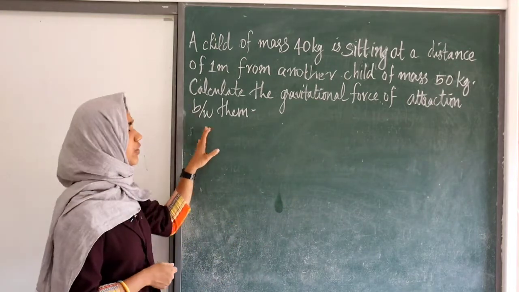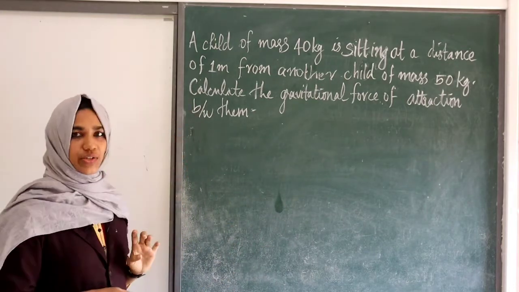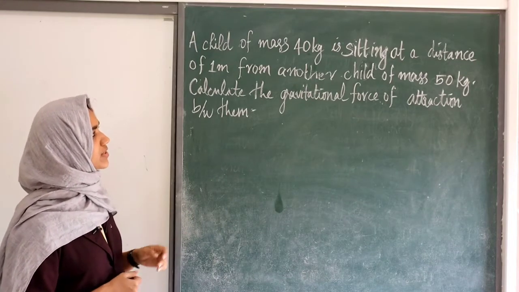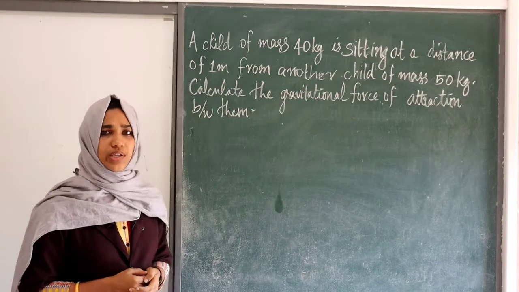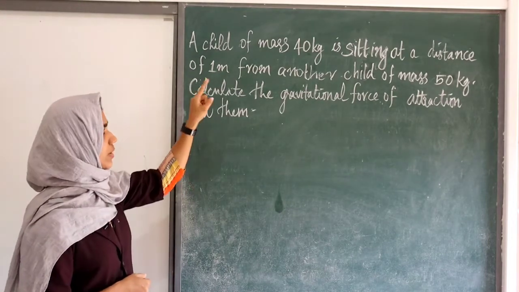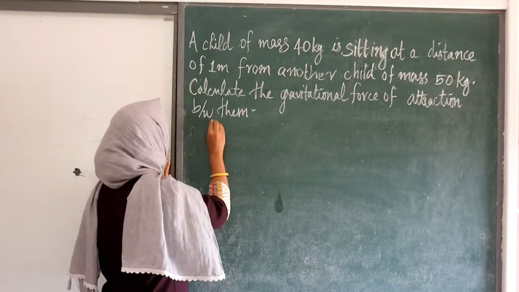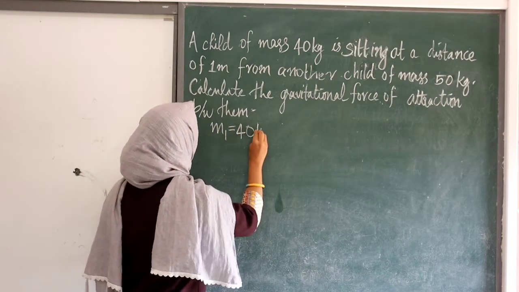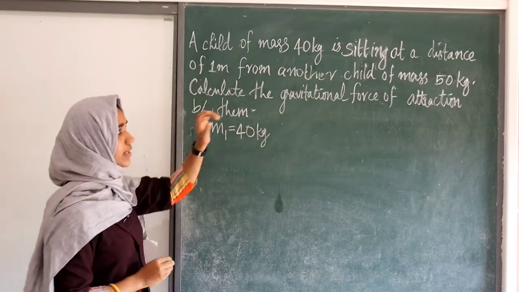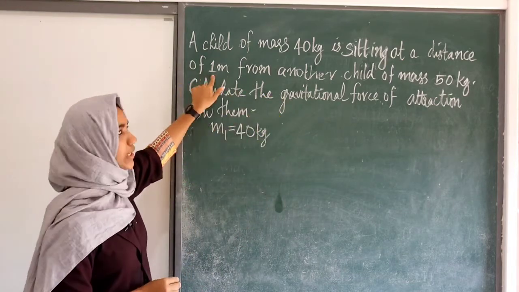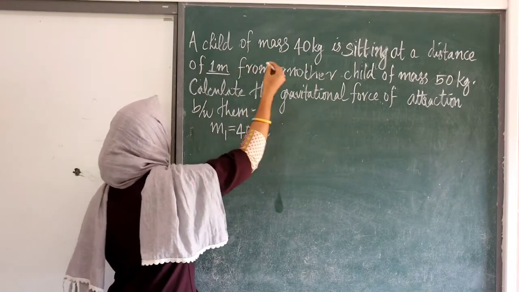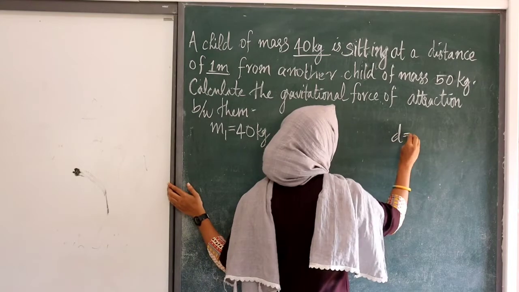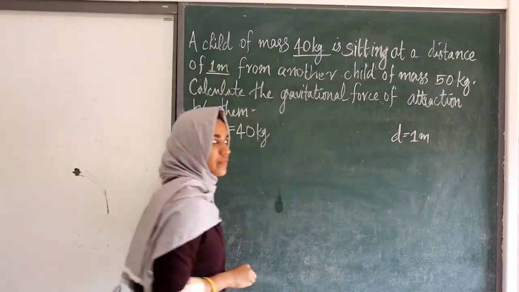Look at here. Here you can see a question. I'll read the question. A child of mass 40 kilogram is sitting at a distance of 1 meter. So from here we will get a mass, that is m1 equal to 40 kilogram, and we have got the distance also, that is 1 meter.